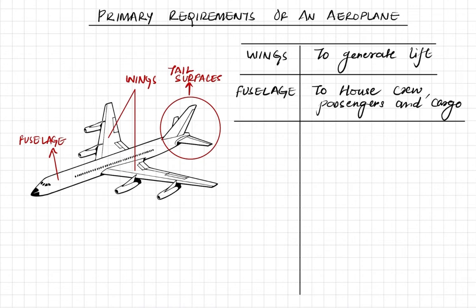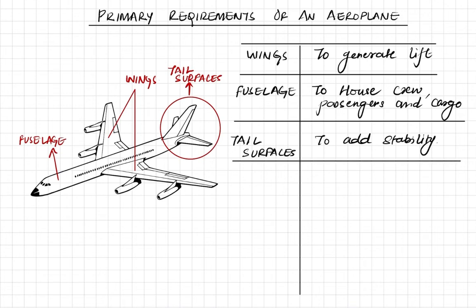So we can write: tail surfaces to add stability. Okay.